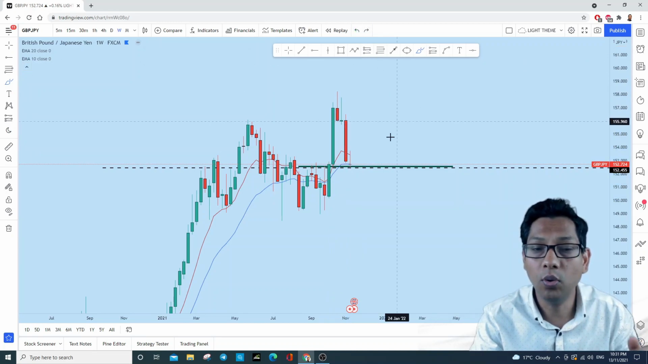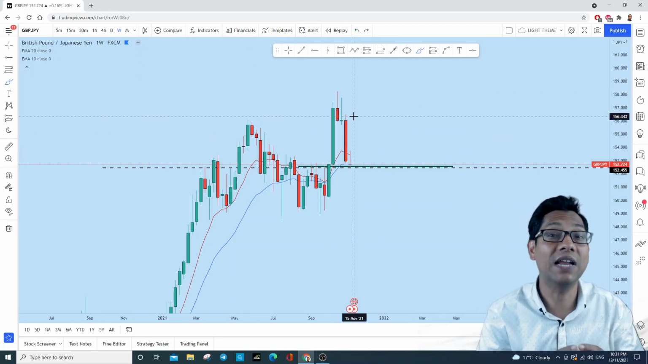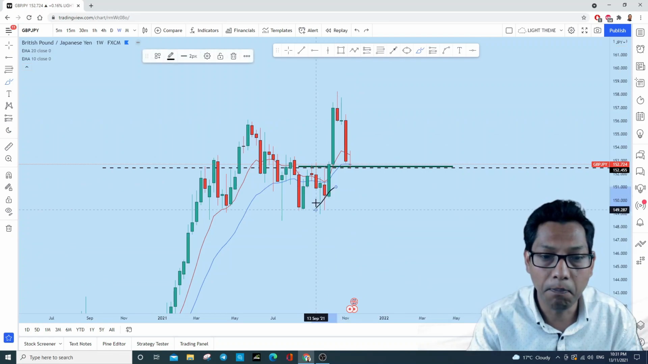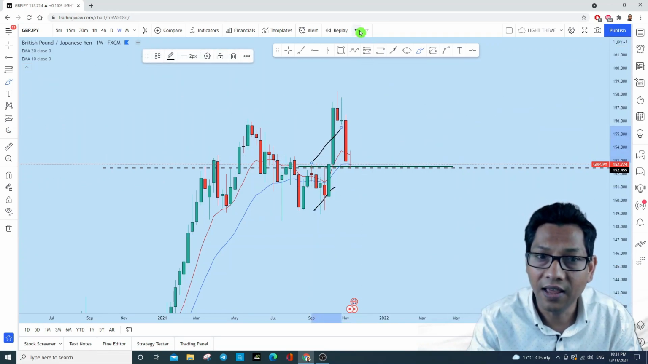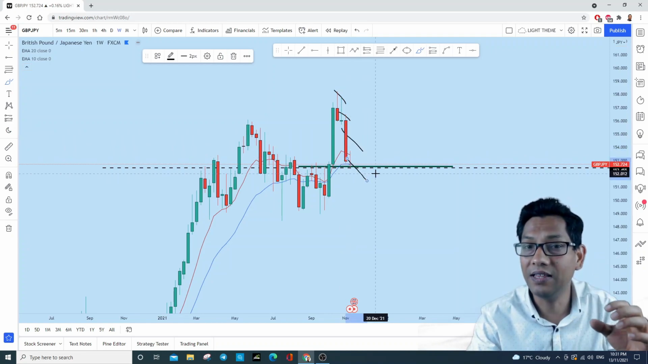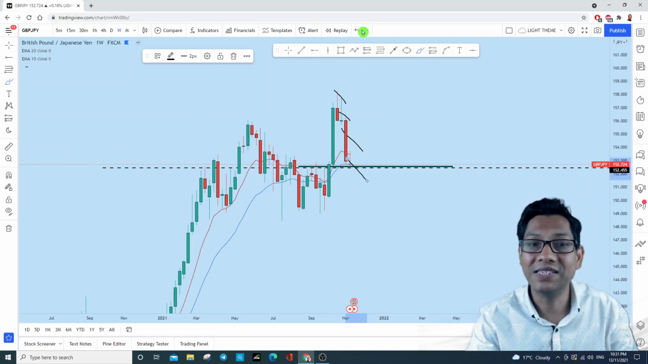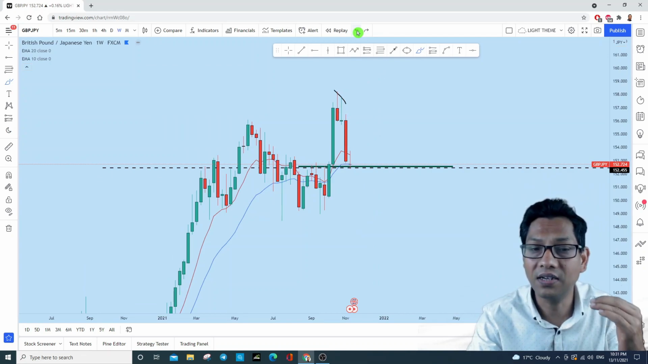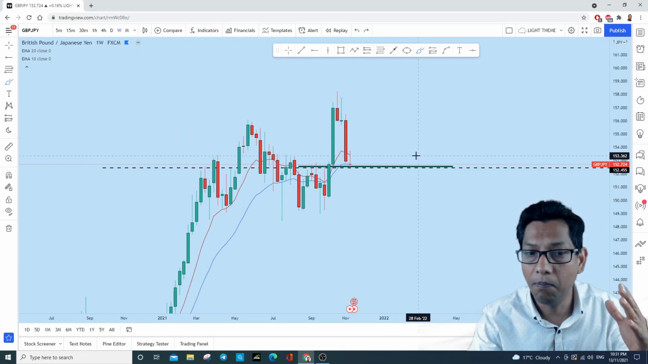Now how can you say that this is a correction? Look at this impulse, big strong green candles. Now look at this correction, how many smaller candles there are in this correction. That means that sellers are weaker and buyers are strong in this market.